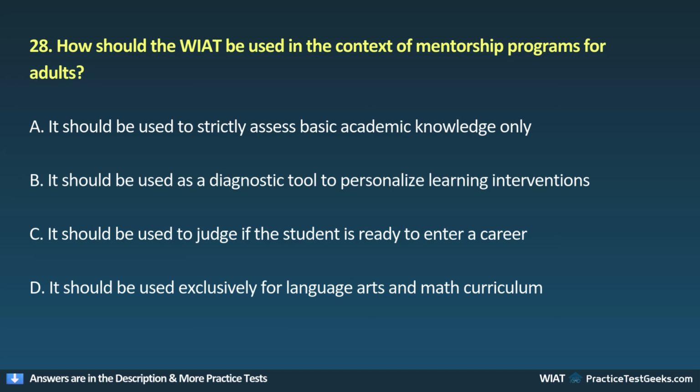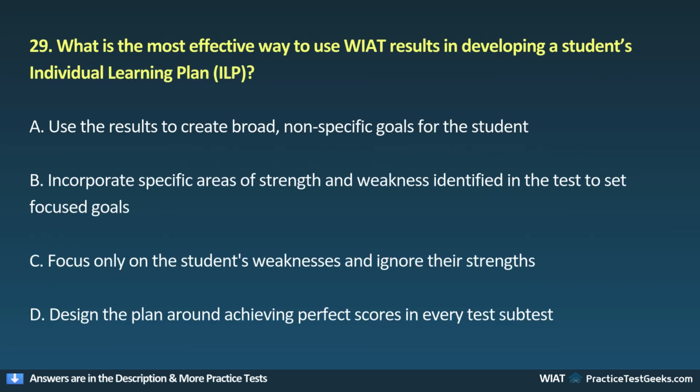28. How should the WIAT be used in the context of mentorship programs for adults? A. It should be used to strictly assess basic academic knowledge only. B. It should be used as a diagnostic tool to personalize learning interventions. C. It should be used to judge if the student is ready to enter a career. D. It should be used exclusively for language arts and math curriculum.